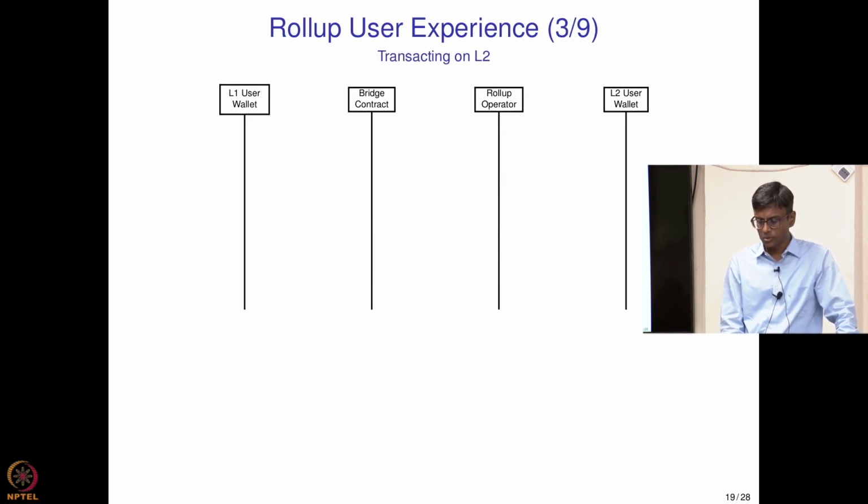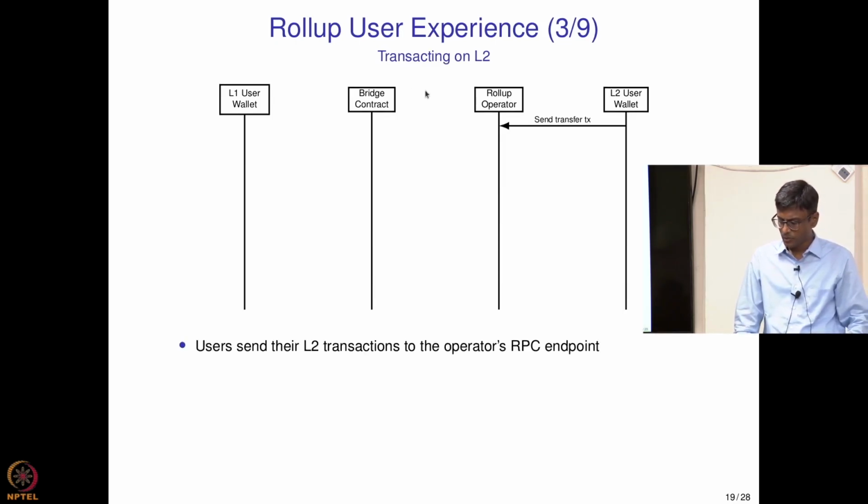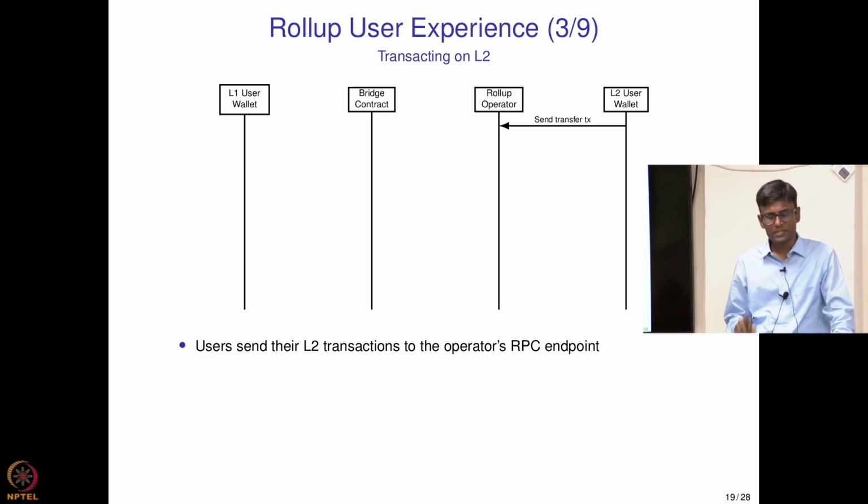Most of the users will be doing step 3, which is transacting on layer 2. Layer 2 transacting involves sending a transfer transaction from your layer 2 wallet. In regular Ethereum, transactions are not sent to a particular entity, they are sent to the peer-to-peer network and the transaction is broadcast everywhere. Here the transaction has to be sent to the operator's RPC endpoint. There is a single point of control here, you can say.